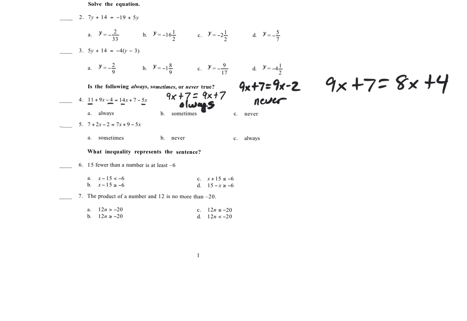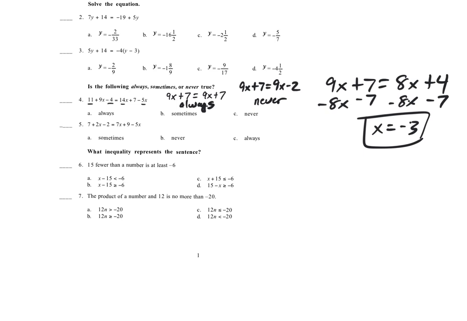Sometimes it would look like this. It would just be a normal old equation. I'm going to subtract 8x from both sides. I would subtract 7 from the other side. And I get x equals negative 3. And so this would be sometimes. As long as x equals negative 3, those two sides would be equal to each other. But that's the only value that would make these two equal. Okay? And so that's what would make it sometimes.